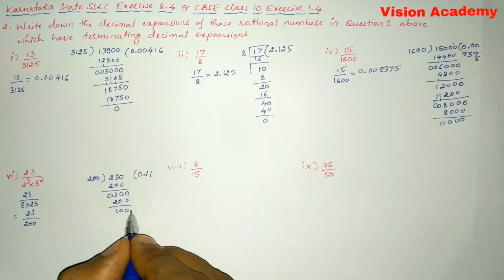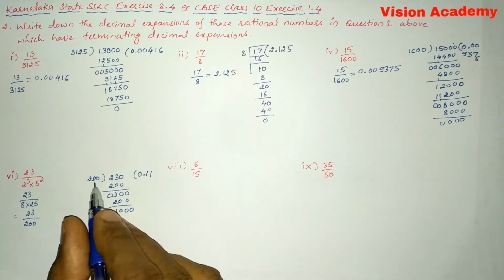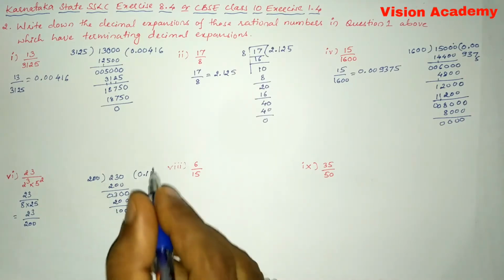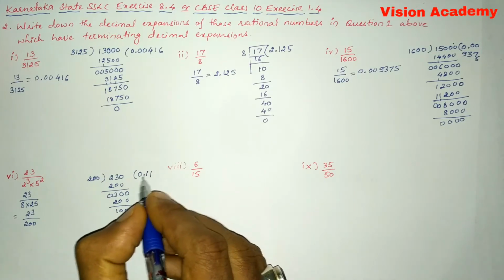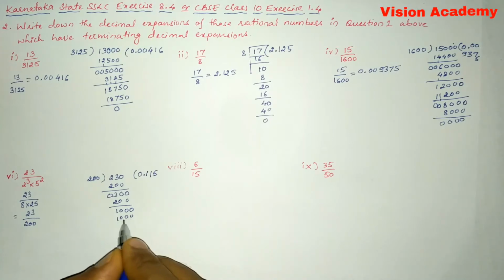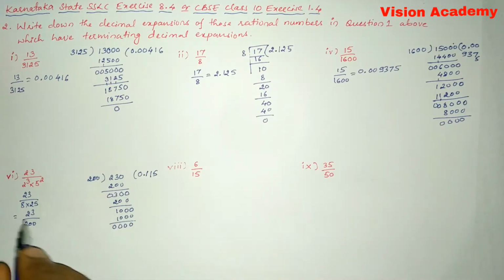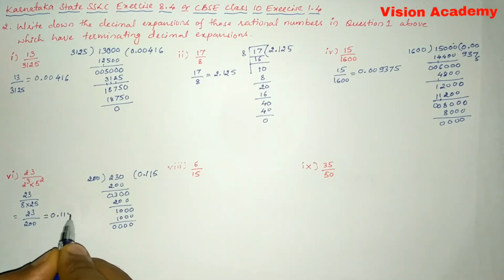Now let us take one more 0. Now it will become 1000, because 100 is less than 200. Now it will become 1000. So 1000 is greater than 200. It is easy for us to divide. So 200 how much are 1000 or less than that. Here 200 5s are 1000. So here 0 minus 0, 0 minus 0, 0 minus 0, 1 minus 1 is also 0. Remainder is 0. So we got here 0.115. So 23 divided by 200 is equal to 0.115.